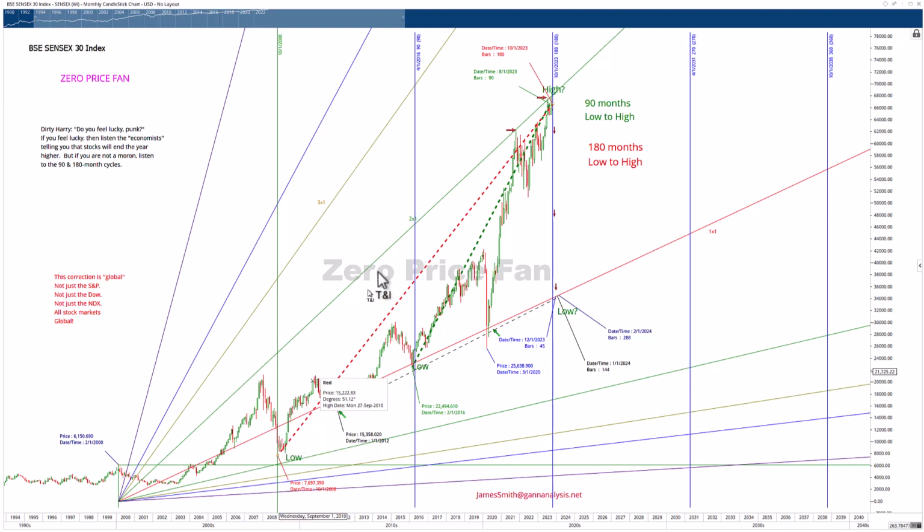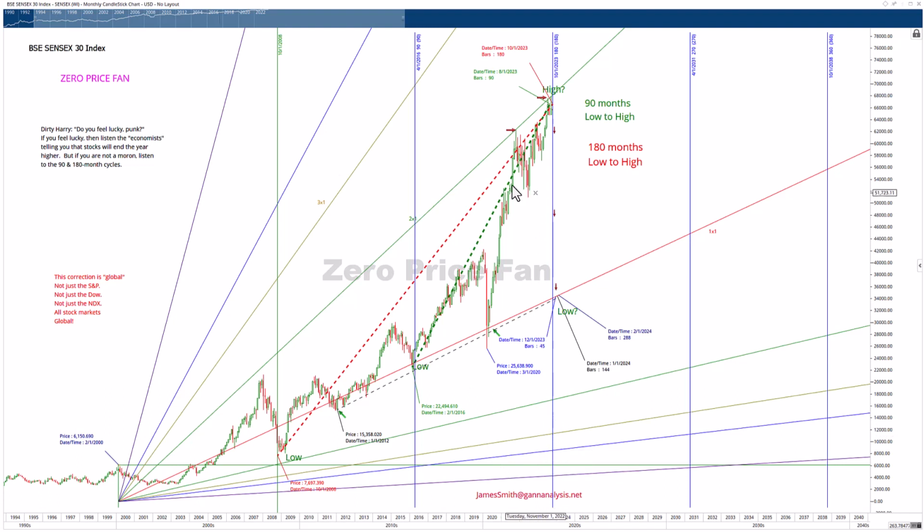Now, if you look at the 2x1, that is twice the slope of the 1x1. So it'd be 240 points per month. The 1x2 would be half the slope of the 1x1, or 60 points per month. So that's the scale. And then these other lines are the same logic, right? The 3x1, the 1x3, etc.